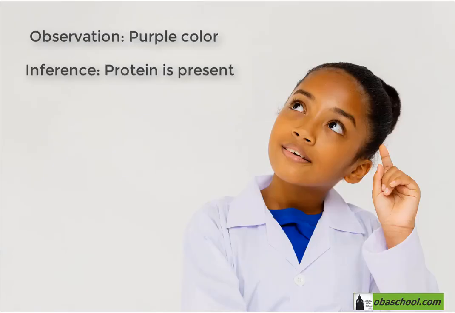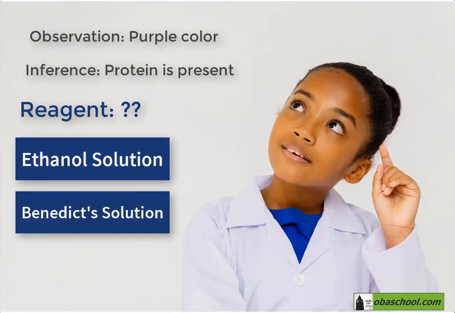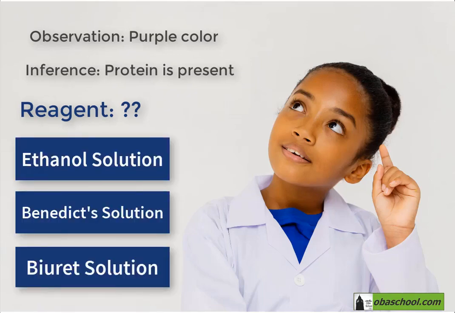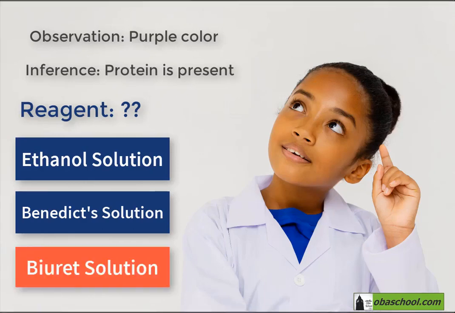Now, if a purple color was formed in a test tube containing a protein sample, then which reagent was added? Ethanol solution, Benedict solution, or biuret solution? Exactly, biuret solution. If ethanol solution or Benedict solution were added to proteins, then the solution will turn cloudy white or blue, respectively, since these solutions do not react with proteins.